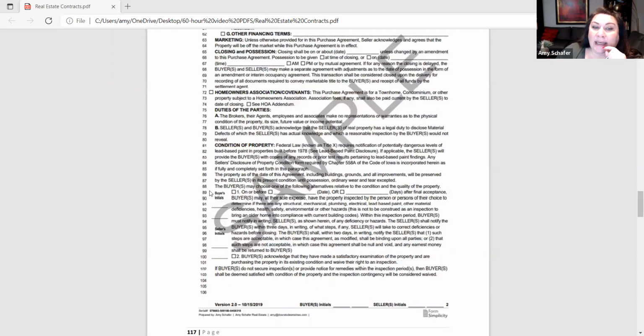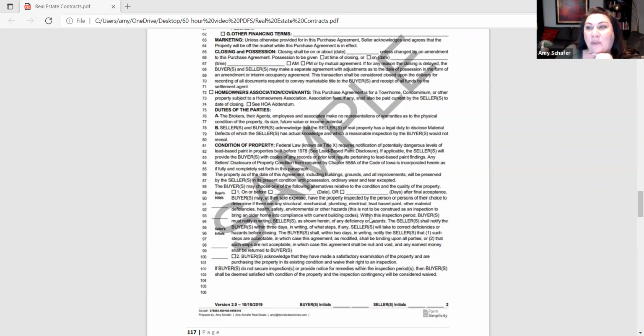Line 89 is where you would discuss that time frame for doing the home inspection. And I'm going to suggest that you read your contract very carefully about how this works. I know a lot of agents think that, well, we'll do the home inspection, and if we don't like the results, we'll walk away.